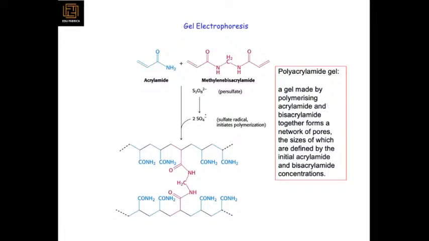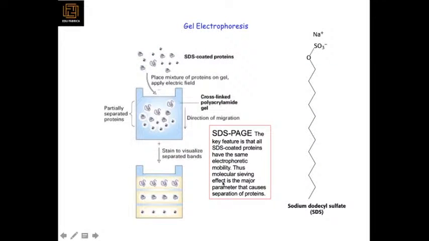In gel electrophoresis, you have acrylamide and methylene bisacrylamide, and they are joined together to make a polyacrylamide gel at the end. In SDS PAGE, you coat the proteins, place the mixture of proteins on a gel, and apply an electric field, with the cross-linked polyacrylamide gel. The direction of migration is in this way, and then the larger, the middle, and the smaller ones are separated like this.